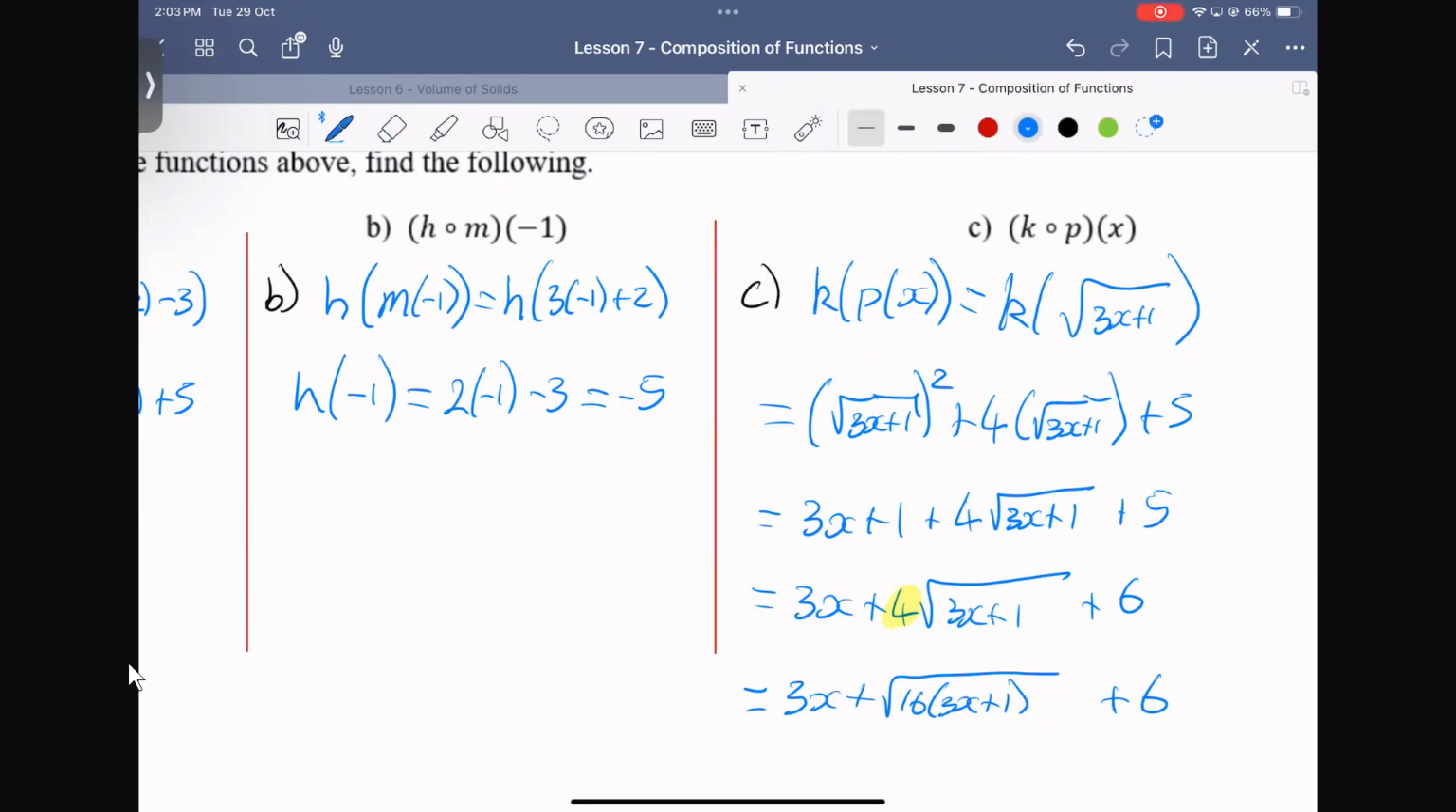Explain to the person next to you why, if we're bringing that 4 in, it comes in like this. Explain it to the person next to you.